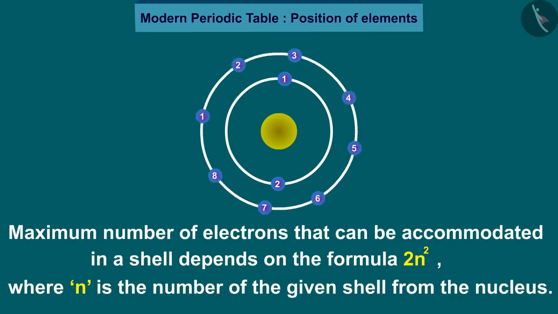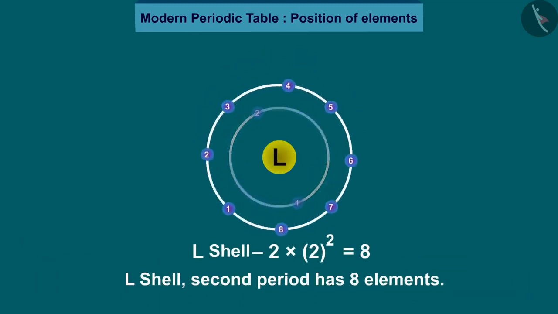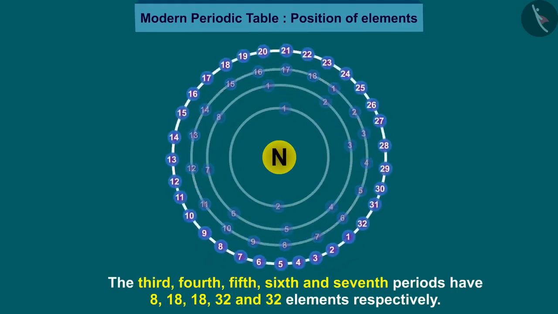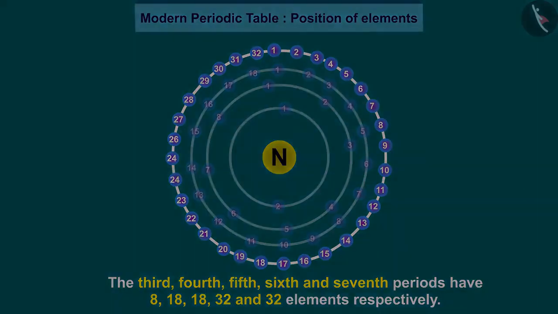For example, the K shell, the first period, has 2 elements. The L shell, the second period, has 8 elements. The third, fourth, fifth, sixth and seventh periods have 8, 18, 18, 32 and 32 elements respectively. The reason for this you will study in higher classes.